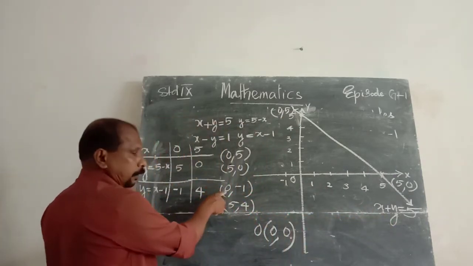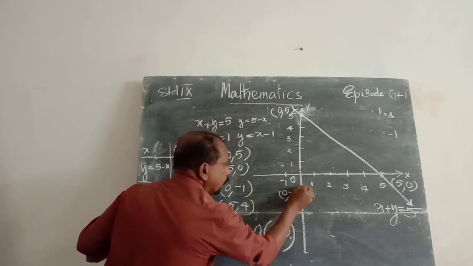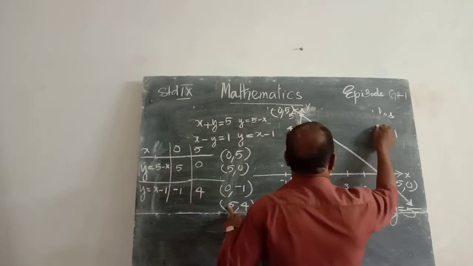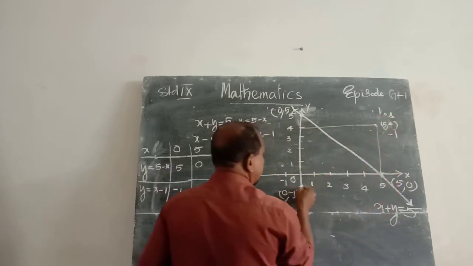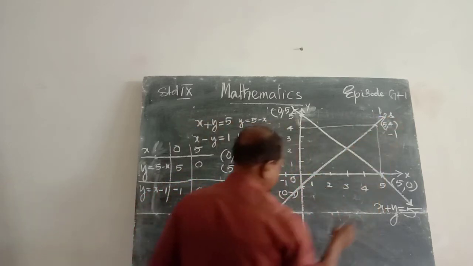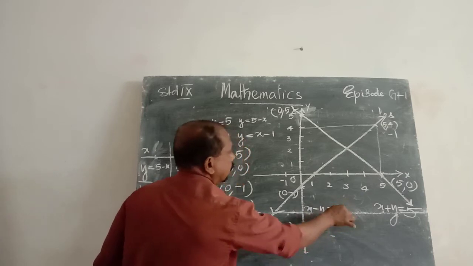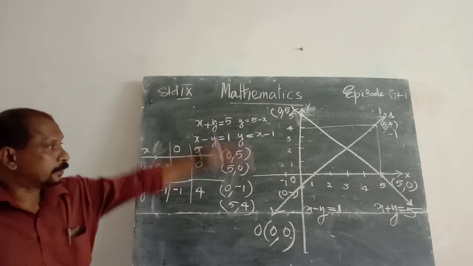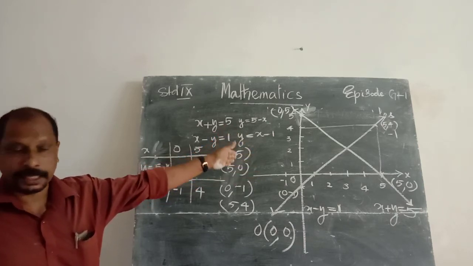Then for the second one, x 0, y minus 1. This is the point 0, minus 1. Then x 5, y 4. This point is 5, 4. Join these two. This is the line, x minus y is equal to 1 for this line. Therefore, we can present these two linear equations in the coordinate system or xy axis.